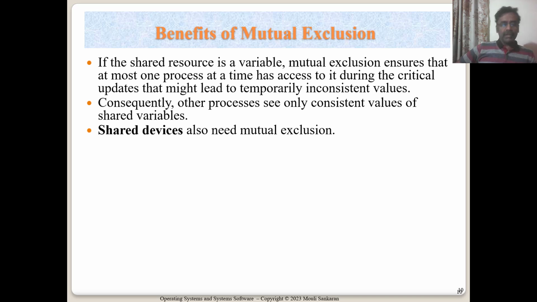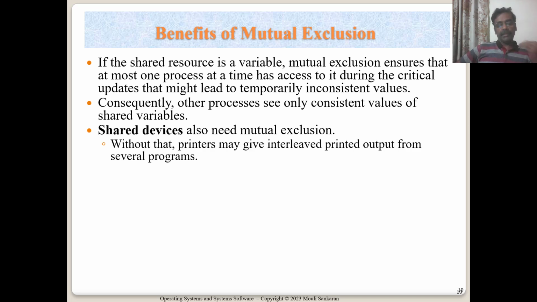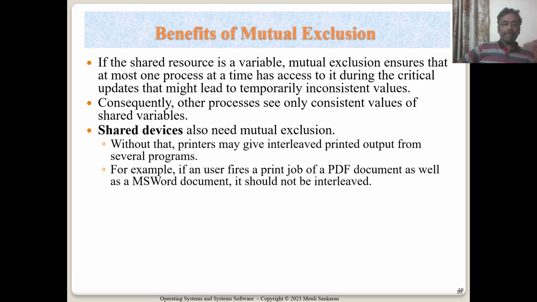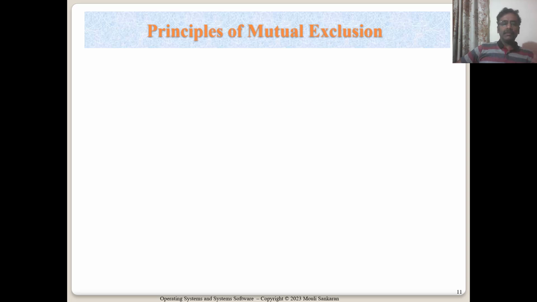It is true even for shared devices, where you have a printer which is being shared by multiple users. You will allow one document to be printed from one user, and then you allow another print job from another user. So you will not have a mix of two pages from each user coming out of the printer. It will be a chunk of pages from one user and then another chunk of papers from another user. So what are the principles of mutual exclusion?